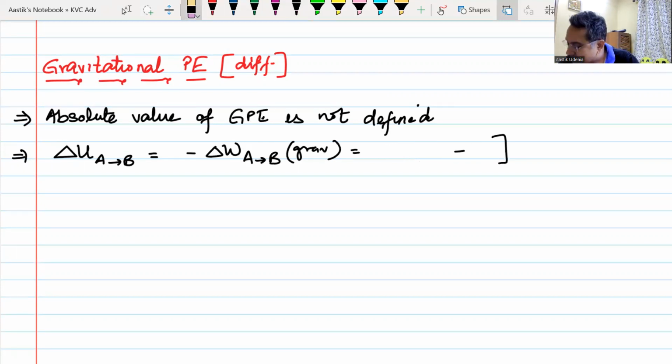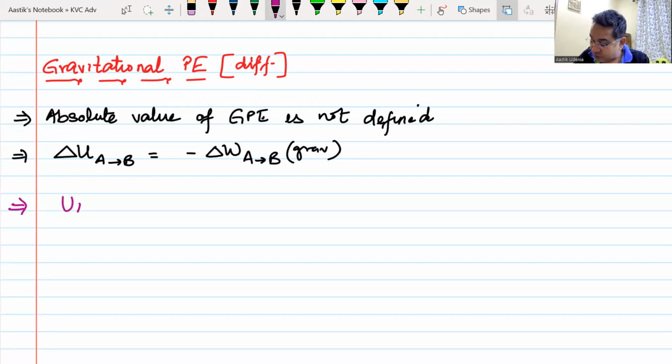It will be equal to, just write it here like this. Do we understand this? Yes or no? Yes, sir. Now, this negative of work done divided by mass gives you the change in electrostatic potential. So all these three things are related to each other. How are these three things related to each other?